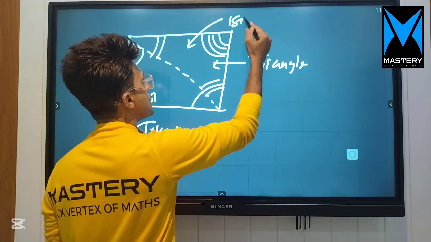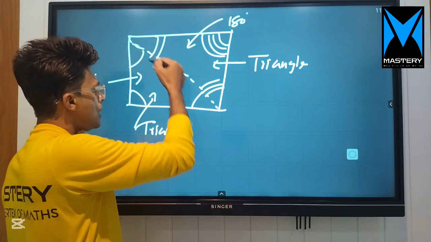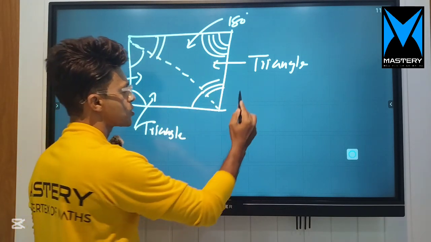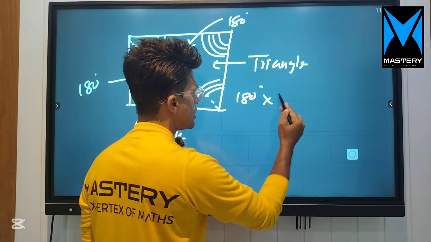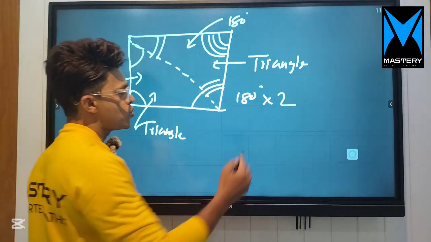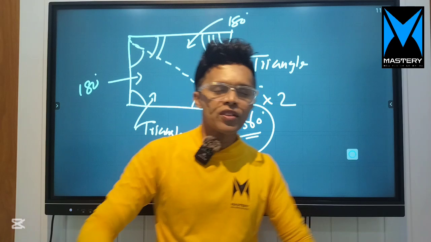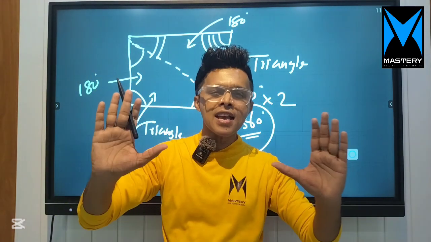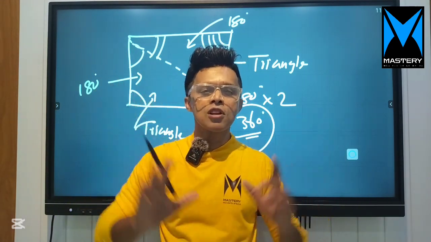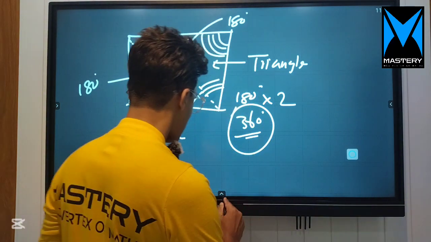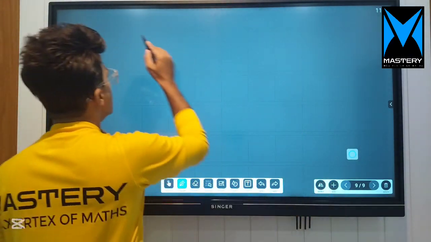should be equal to 180 degrees. So the sum of these 3 angles is 180, and the sum of these 3 angles is 180. So 180 degrees plus 180 degrees, which is 180 times 2, equals 360 degrees. So this means the sum of interior angles of any quadrilateral is equal to 360 degrees. Okay, so now we are able to do the sums.